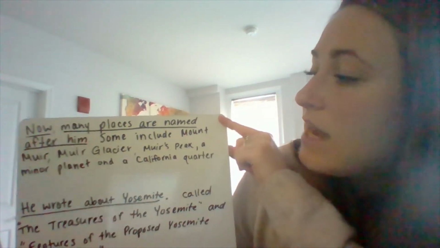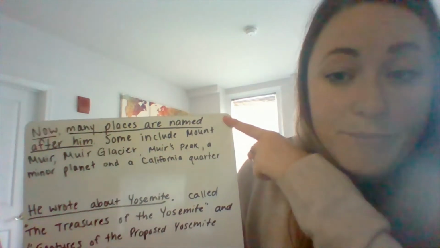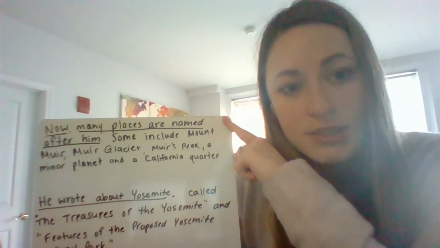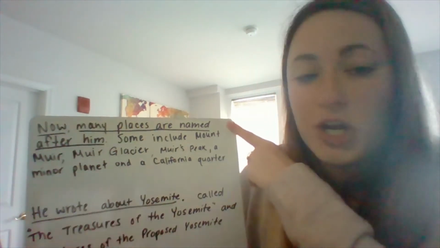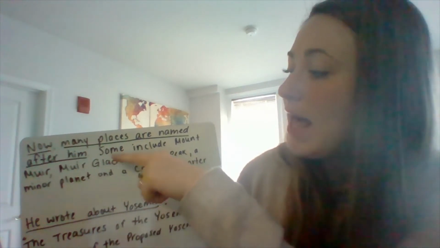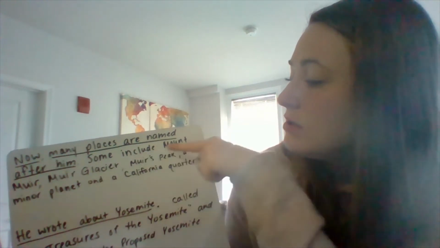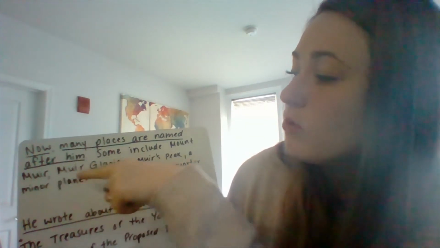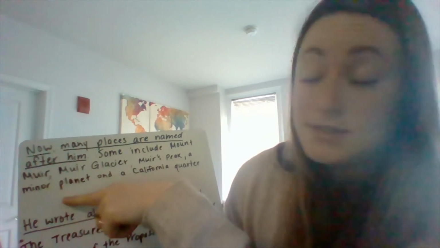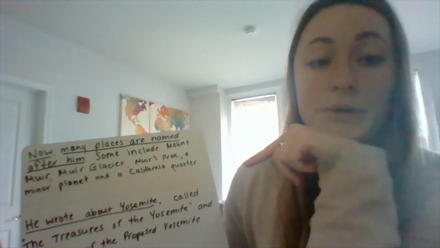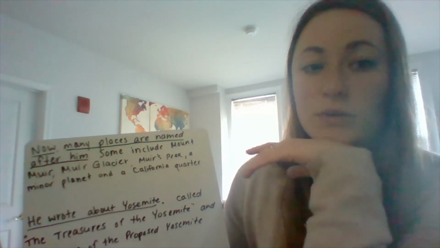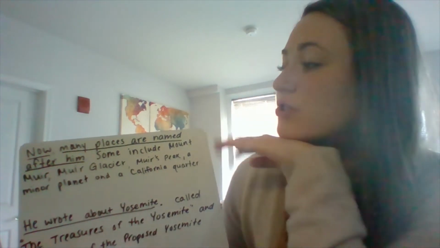So right now it says, now many places are named after him. Okay, I want to provide some examples of places that are named after John Muir. So I'm going to add on to my writing, or revise my writing. I'm going to add some include Mount Muir, Muir Glacier, Muir's Peak, a minor planet, and a California quarter. Okay, so his face is on the face of one California quarter. Okay. Those are just some examples.